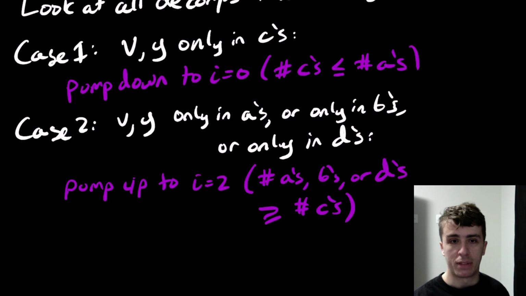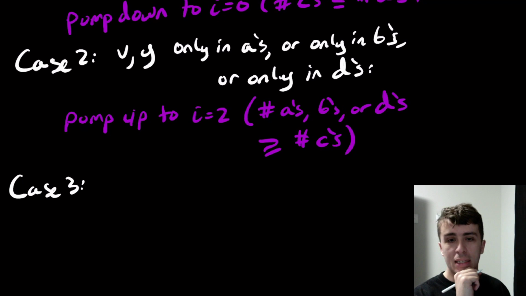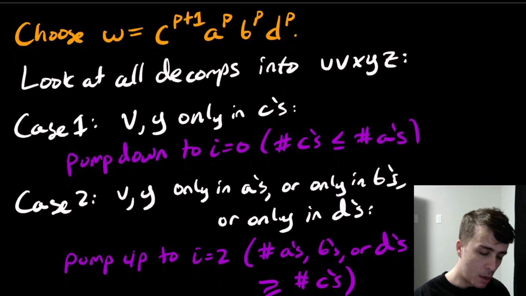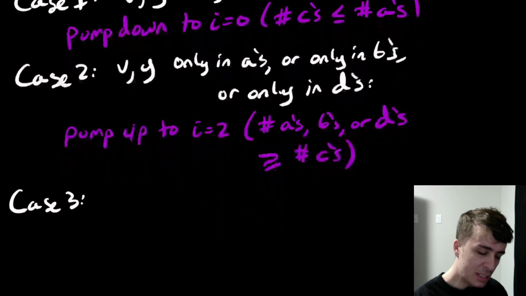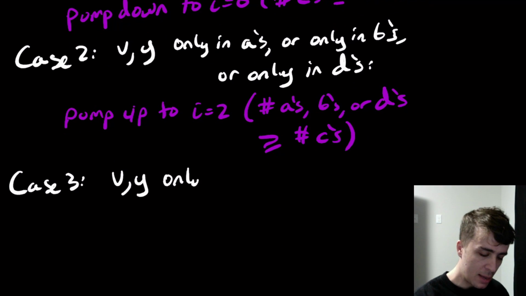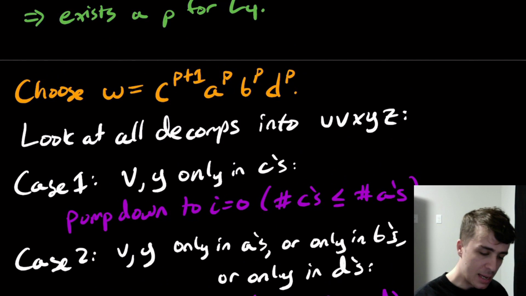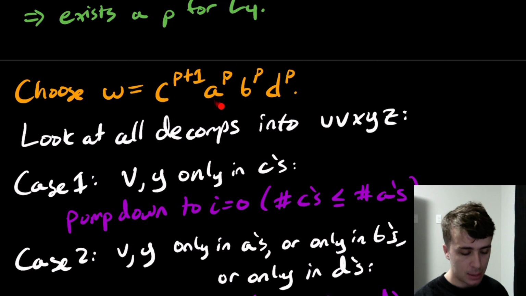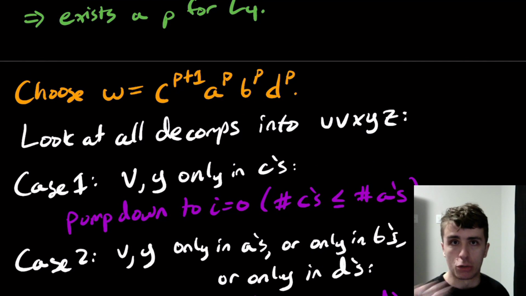Okay, so now let's look at some of the more interesting cases. Case 3. If the V and the Y part are only within this right half, like they straddle the A's and the B's or the B's and the D's, it can't have all 3, for reasons we've discussed. So V and Y only have A's and B's, or B's and D's. So it's saying that it's within this right half, between these 2 or between these 2. In either case, A, B, and D are symmetric to each other, so it doesn't actually matter.